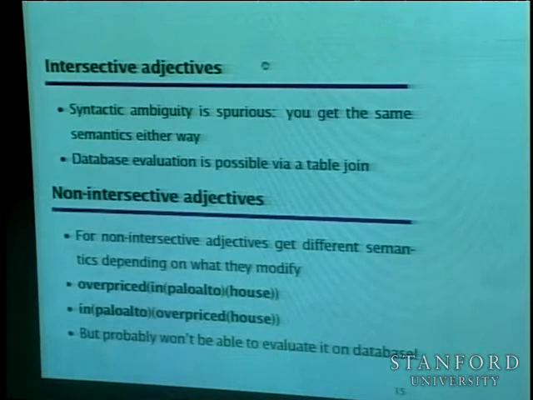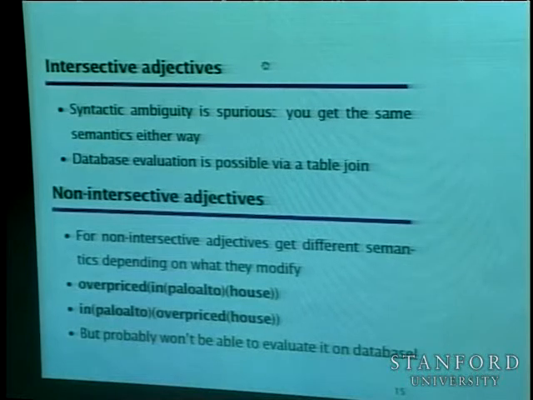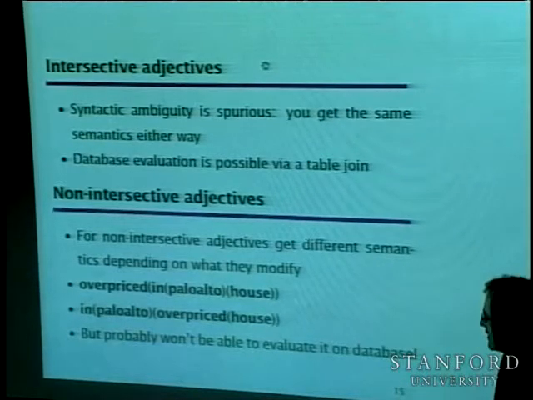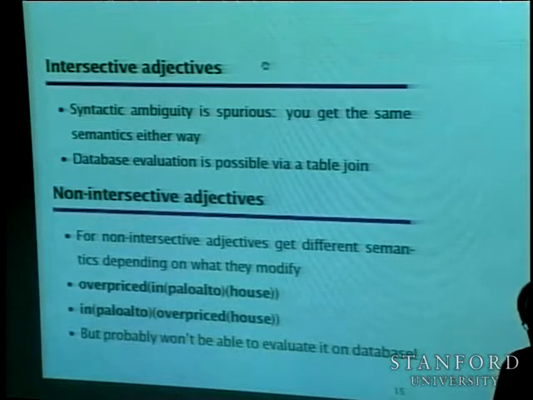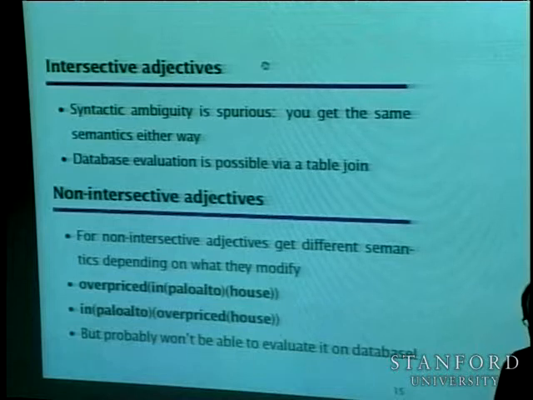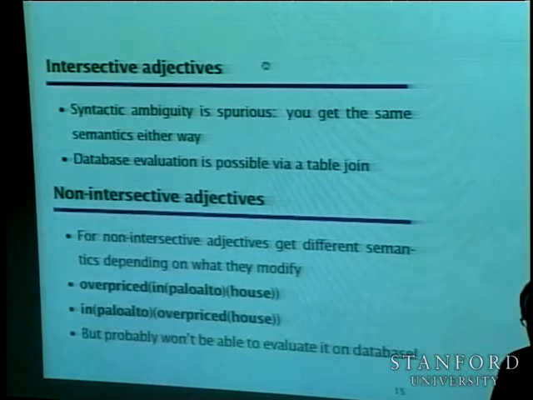So that's the easy case, and the case that we can practically work with most of the time. It's important to note, though, and this is something that's talked about quite a bit in linguistics, that there are non-intersective modifiers, where you get a meaning from the whole thing which you can't represent as an intersection of terms.